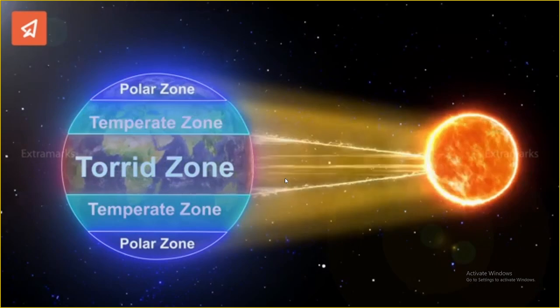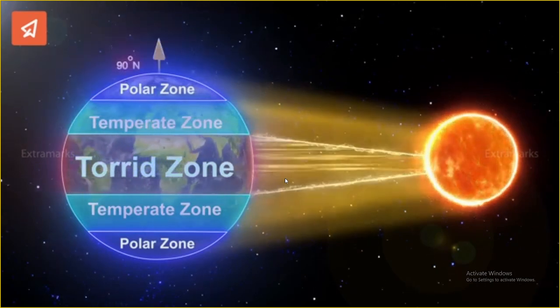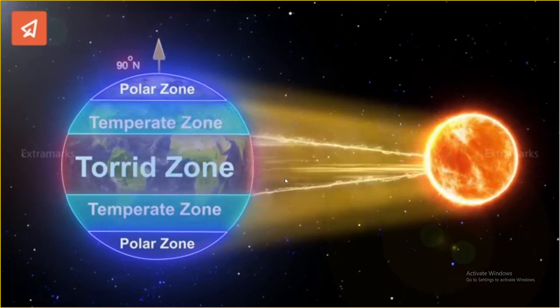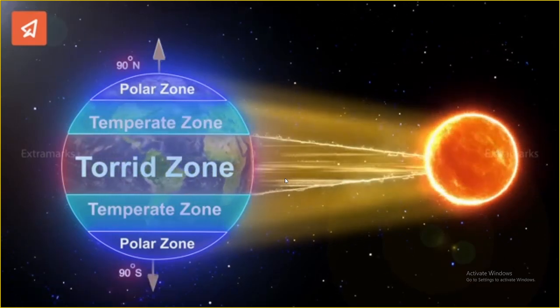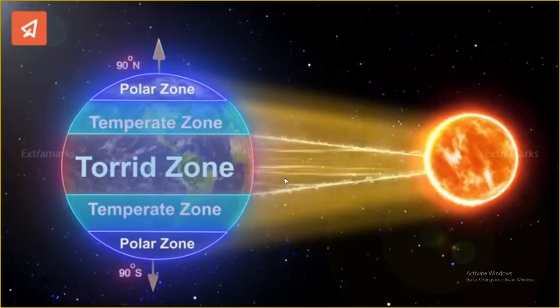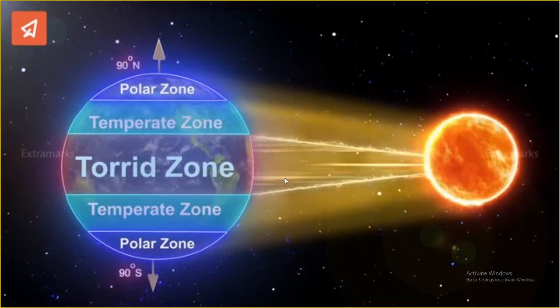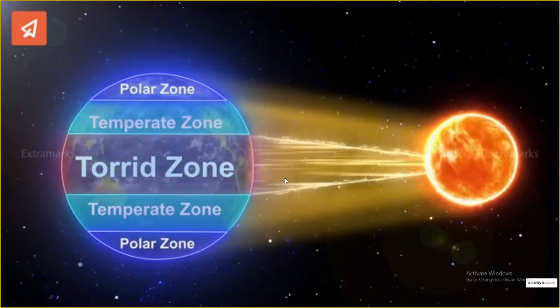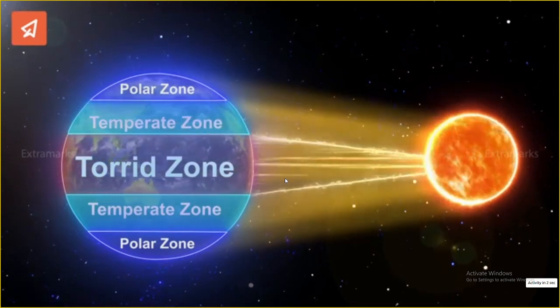There are 2 polar zones, which are the regions between the North Pole and the Arctic Circle in the northern hemisphere, and the South Pole and the Antarctic Circle in the southern hemisphere. It is cold throughout the year, as the sun rays are always slanting and rarely fall above the horizon.